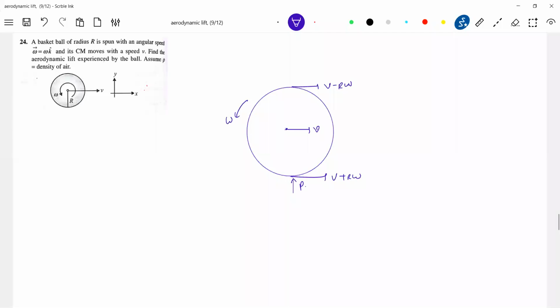So it will exert a force here, P2 into A. So here air will be retarded more. Here it will exert a force, P1 into A. So I'll put a condition. Here air will have more retardation. Here air will have less retardation.